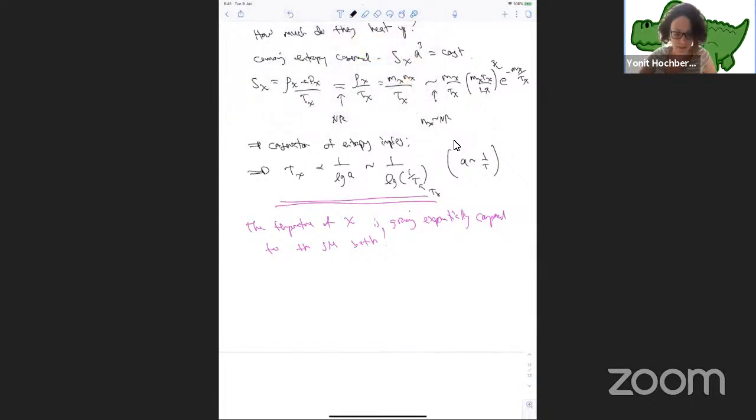And the last thing that I want us to do today is to also see what is the abundance that we would get for this. So we can also estimate the abundance from this. Our abundance is m chi times n chi today, so I have a 0 up there, divided by S, the entropy today. So let's write this as m chi, and now number densities and entropy redshift from today to freeze out. So let me write this as n chi at freeze out over S at freeze out.